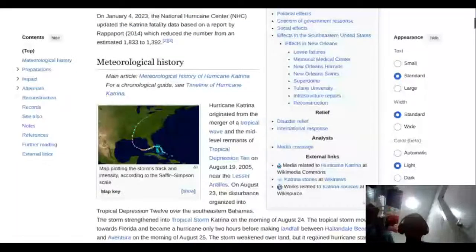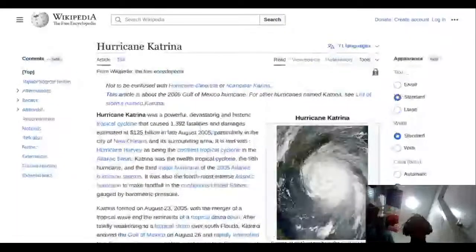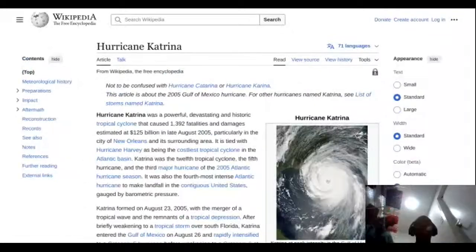And I remember Katrina since this day. I wasn't even born in 2005. Still remember the hurricane.